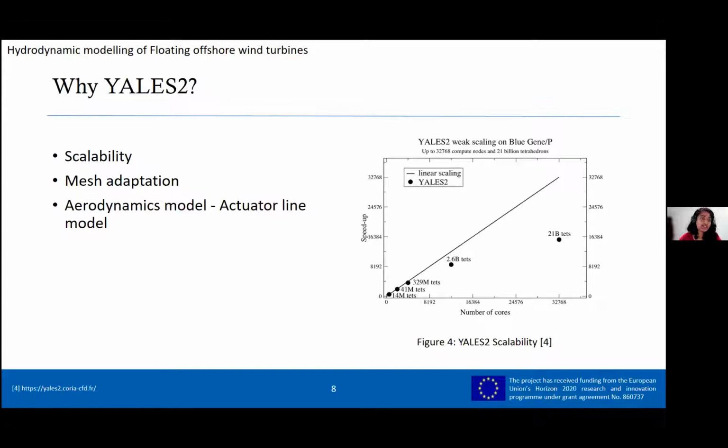Apart from that, as I previously mentioned, it also has the mesh adaptation capability, which can be used in this project to tackle the computational time. And then AILS2 also has a fully validated actuator line model to understand the rotor aerodynamics. And it is also being used by my colleague who is responsible for aerodynamic analysis in Offshore Wind. So in future, if coupling is considered, it would be easier to integrate these two models.